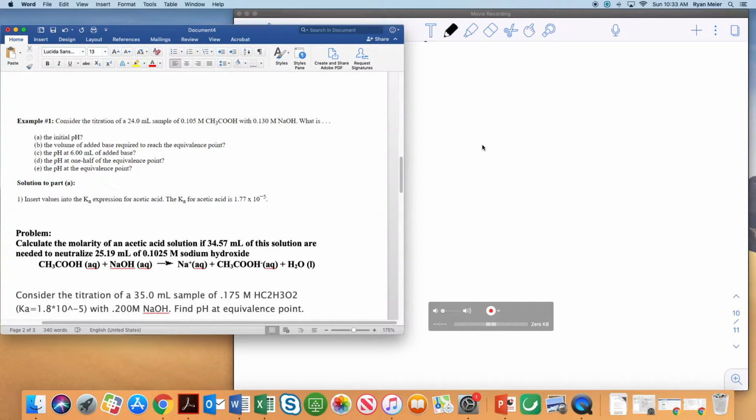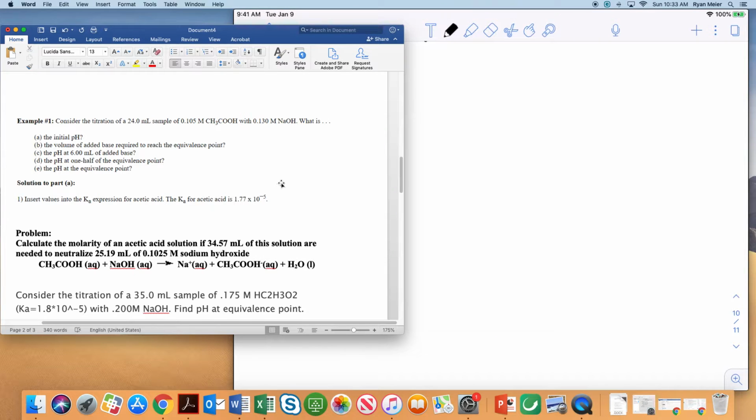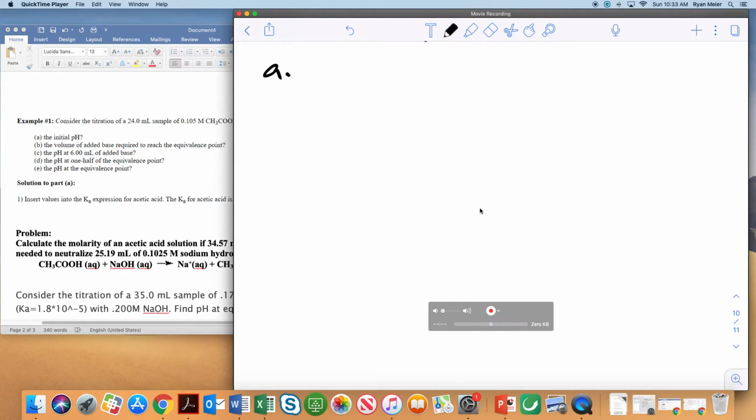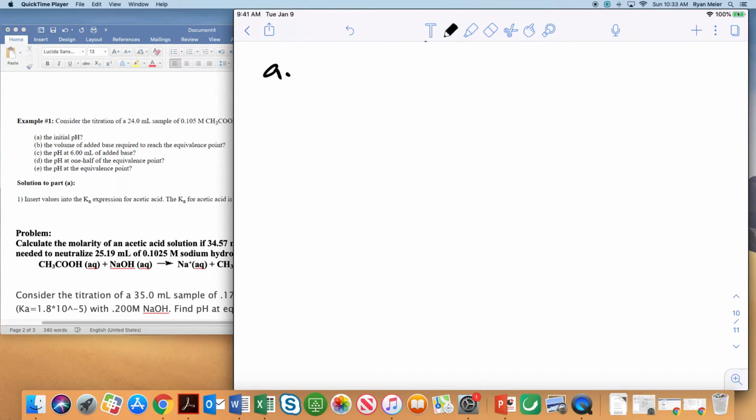How do we find the pH of acetic acid? First off, we're going to need the Ka value, which they do give us down here. They're using 1.77 times 10 to the minus 5. We've probably used 1.8 times 10 to the minus 5 in most cases, which is also fine. So we're told Ka is 1.77 times 10 to the minus 5. We have a weak acid, and it's 0.105 molar.